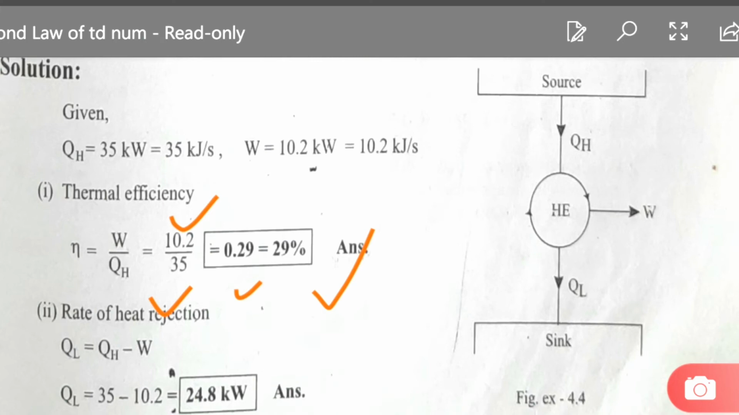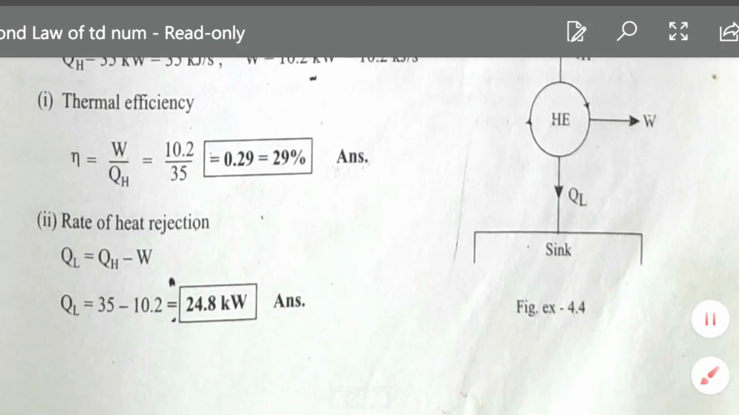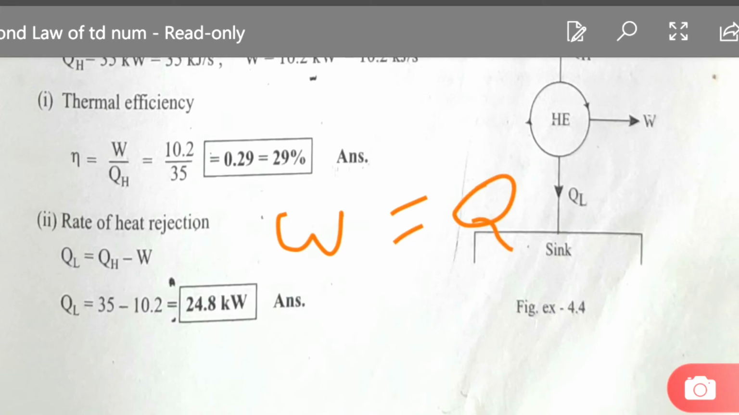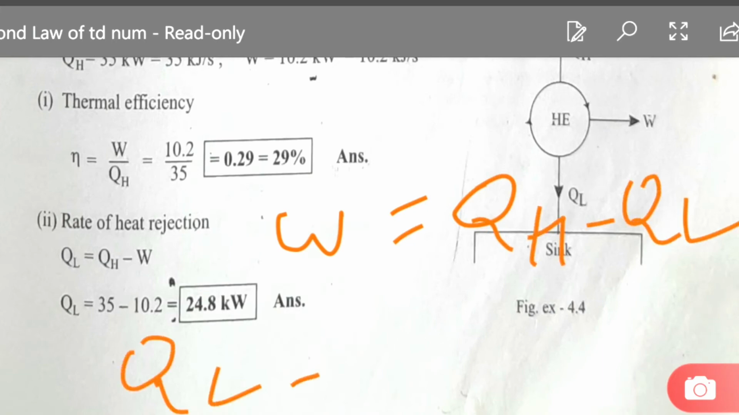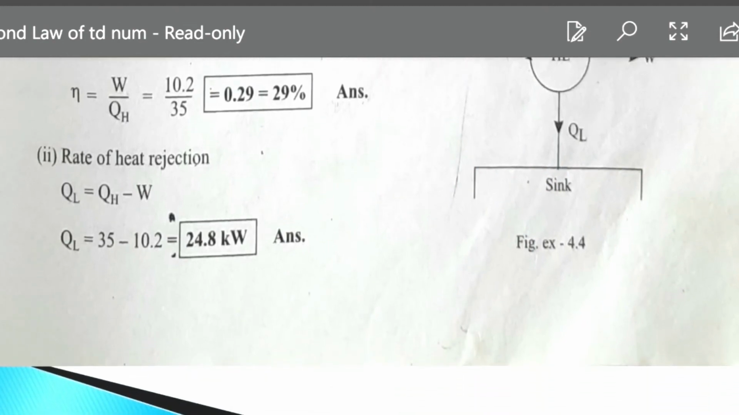Now rate of heat rejection, that is QL. So the value of QL we can determine from the formula W equal to QH minus QL. So from this QL equal to QH minus W. Okay, putting values of QH and W, that is 35 minus 10.2 equal to 24.8 kilowatt. So this is value of QL or rate of heat rejection.